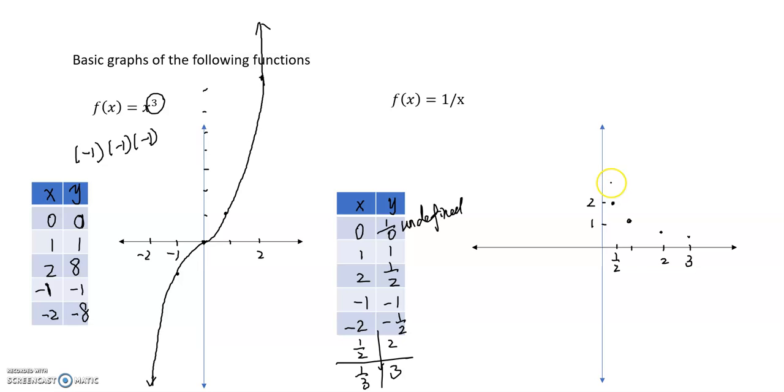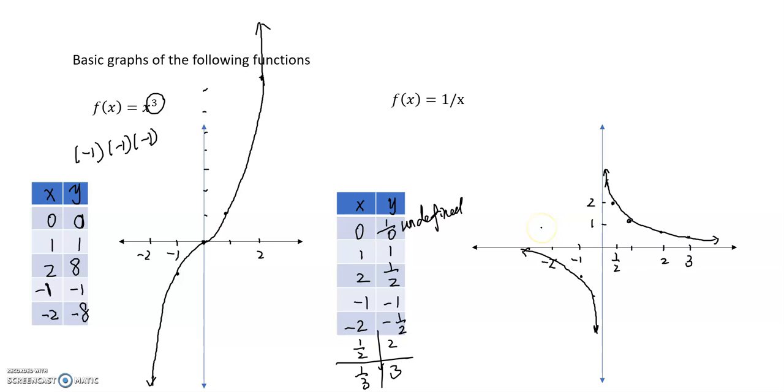Okay. So I got these many points for positive ones. You can sort of see the pattern of the graph. So the graph looks like this. And notice it doesn't touch the y-axis or x-axis. It's going to go up forever, because you can keep picking fractions like 1/3 or 1/4. Similarly, if I pick negatives, I'm going to get -1 for -1. But -1/2 will become -2, and -2 will become -1/2. So that's going to give us a graph like this.